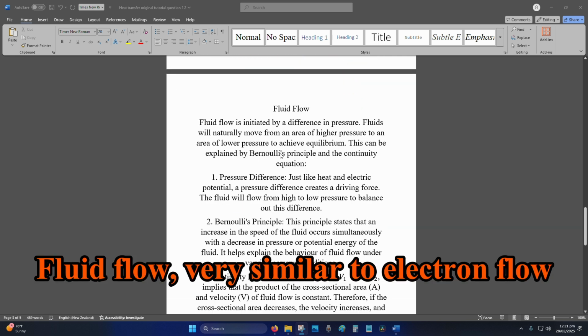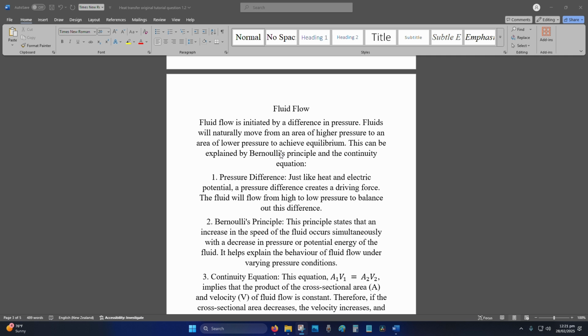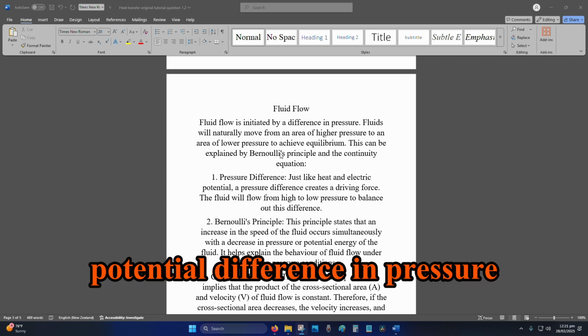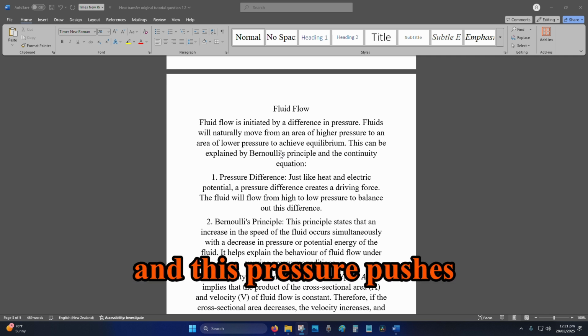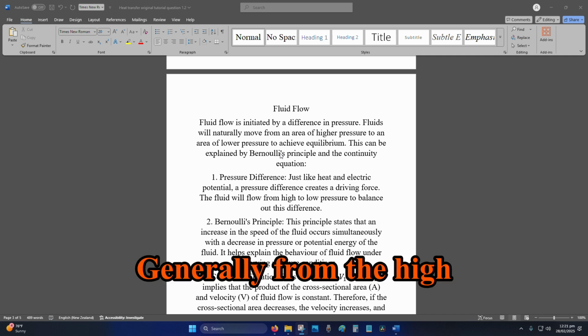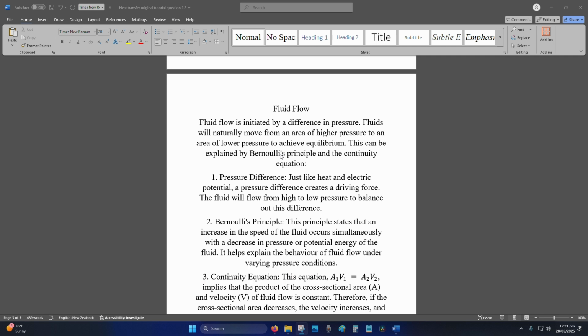Fluid flow is very similar to electron flow, in that we have a pressure. In fact, all of these are very similar. So we've got a potential difference in pressure, and this pressure pushes fluid from one end to another end, generally from the high pressure end to the low pressure end.